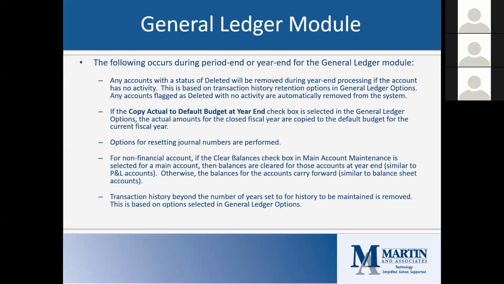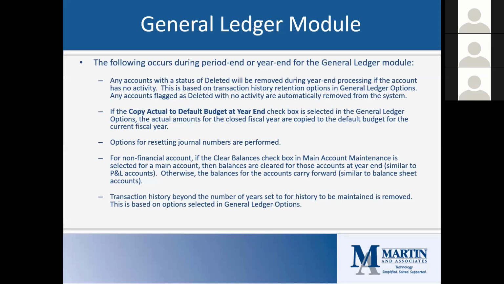The second bullet here is really important if you're doing budgets in the system. There is a checkbox that says copy actual to default budget at year end in the general ledger options. Be very careful with that checkbox, because what that checkbox will do is, if you have it checked when you close the year, then the actual numbers, the actual history from what you're closing, will get copied into the next year's default budget as budgeted numbers.